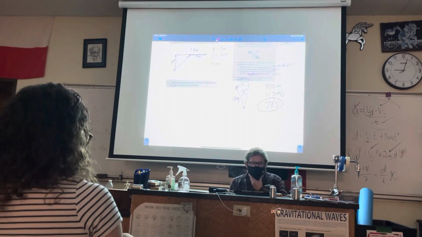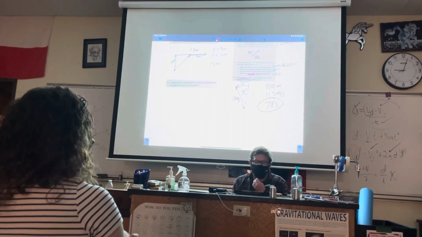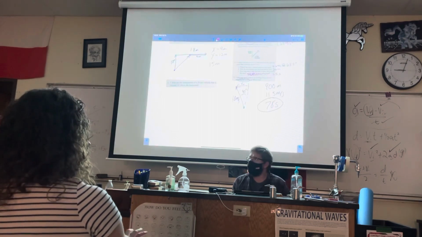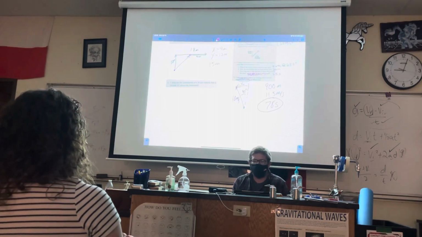What are the components of a 20 meter per second velocity that is directed 10 degrees above the horizontal? All you have to do on that one is just do 20 cosine 10, 20 sine 10.